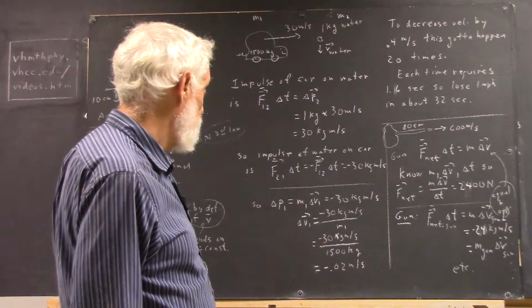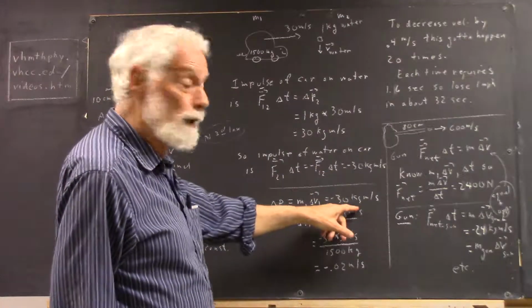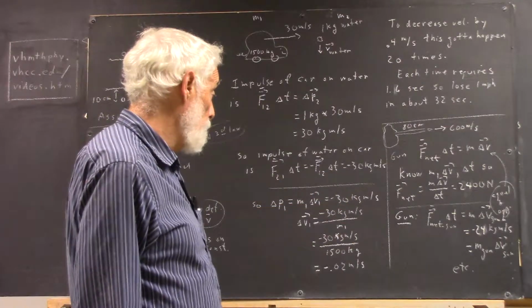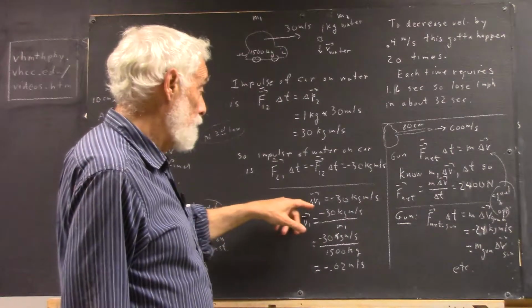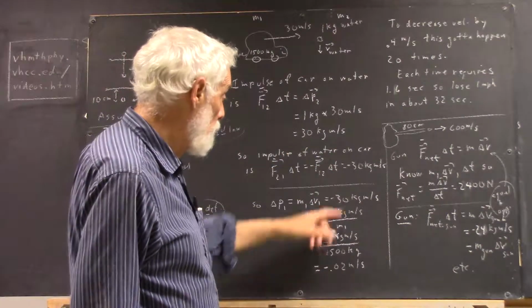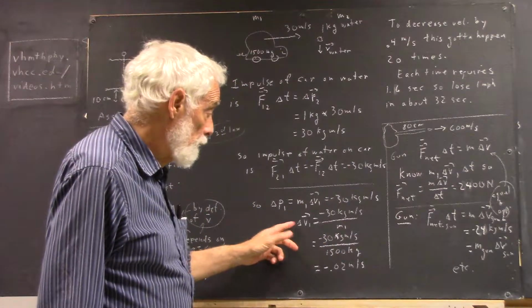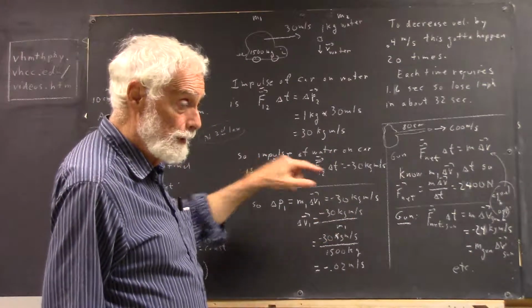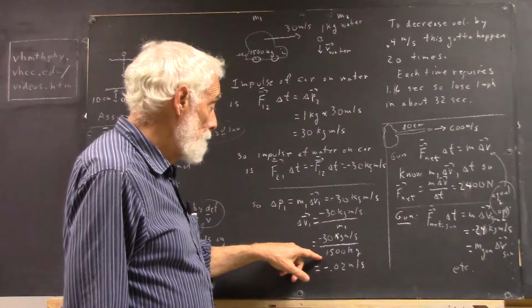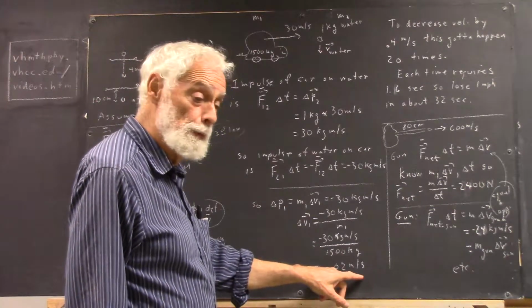So in any case, the impulse of the force on the car is negative 30 kilogram meters per second. And from that, we know that the change in momentum of the car is negative 30 kilogram meters per second. So we have mass times change of velocity of the car equal to negative 30 kilogram meters per second. We find the change in velocity by dividing the negative 30 kilogram meter per second impulse by the mass, which gives us the change in velocity, negative 0.02 meters per second.